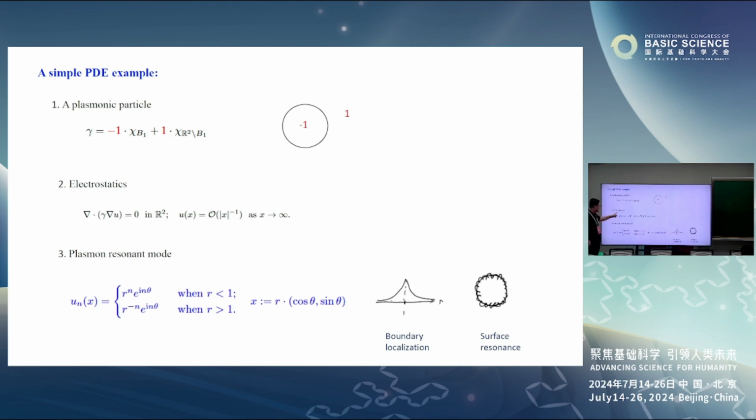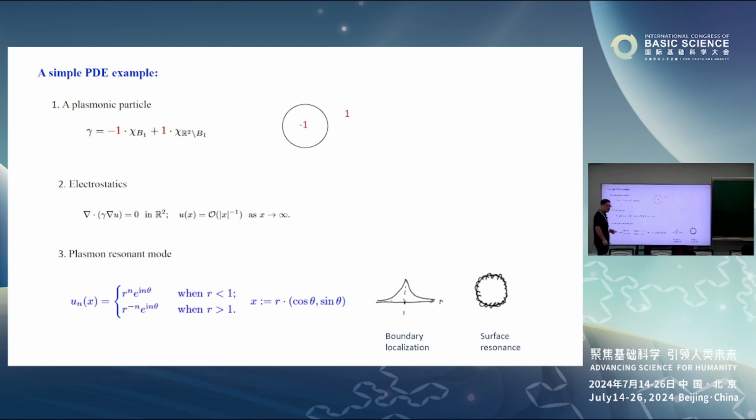Now this eigenfunction, in this simple case, we can calculate explicitly. We know that this function u, both inside and outside, is harmonic. A harmonic function only gets these two forms: r to the power n times e to the i n theta, and r to the minus n times e to the i n theta. Here r and theta are the polar coordinates.